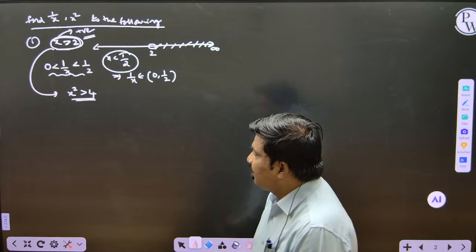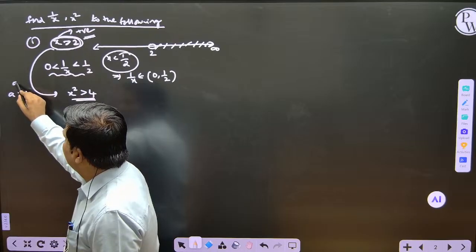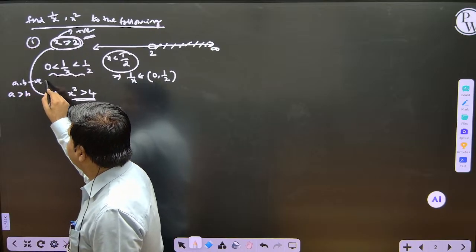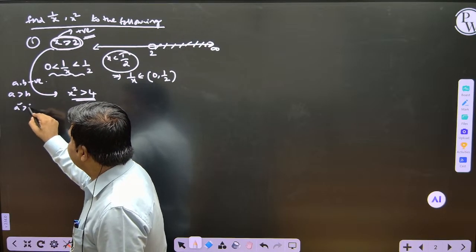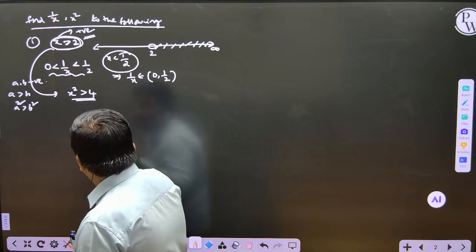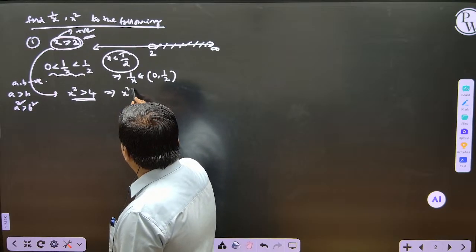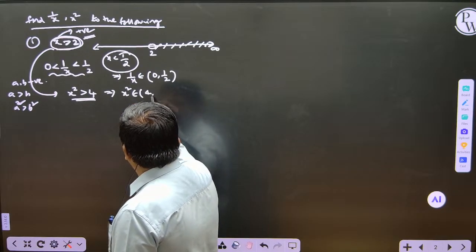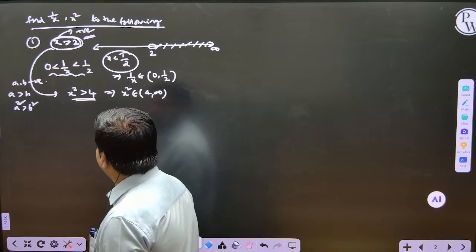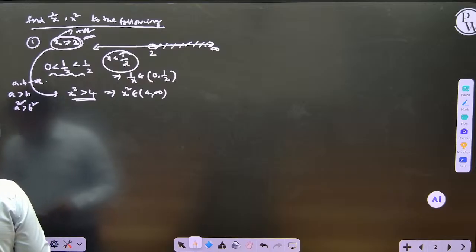I already told you that. When a is greater than b, and both a, b are positive, then a square is greater than b square. So that's why x square greater than 4 implies x square belongs to (4, infinity). This is the one question. And what is the other question?